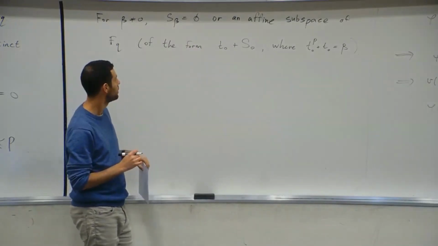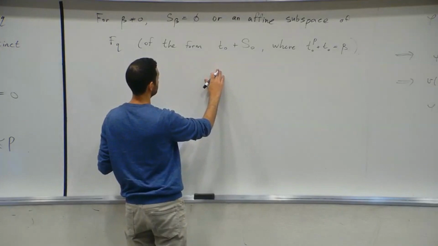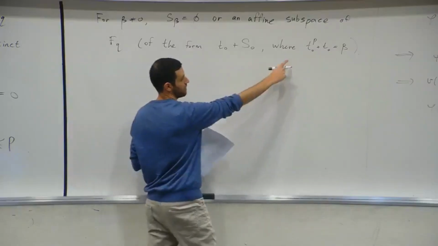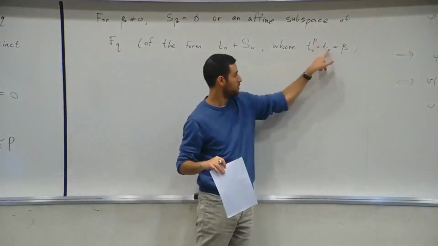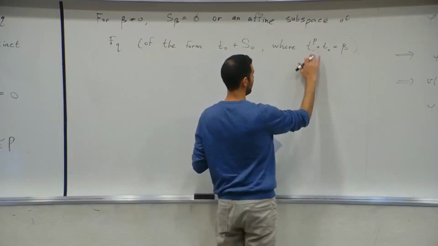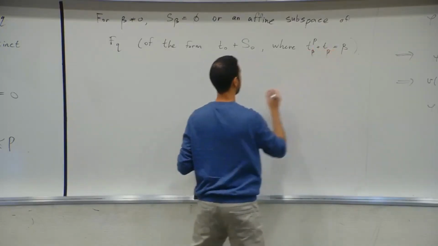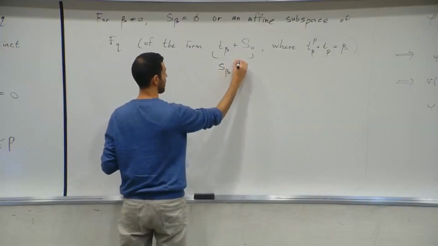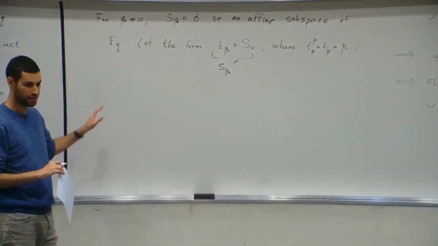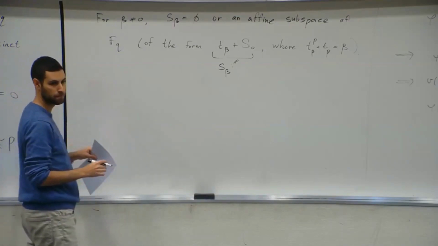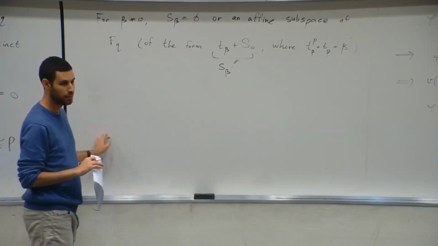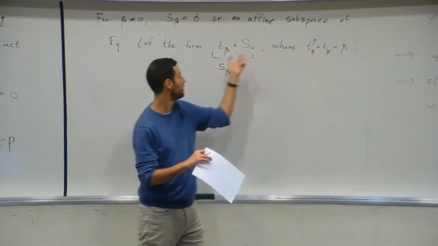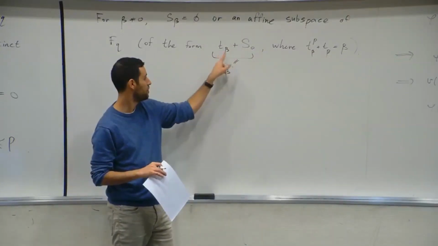So t beta is some solution for beta, t beta to the p plus t beta is beta. And this is S beta. So it's either empty or it is not. If it's empty, it's empty, and if there is some t beta which solves it, then the set of solutions is t beta plus S0.